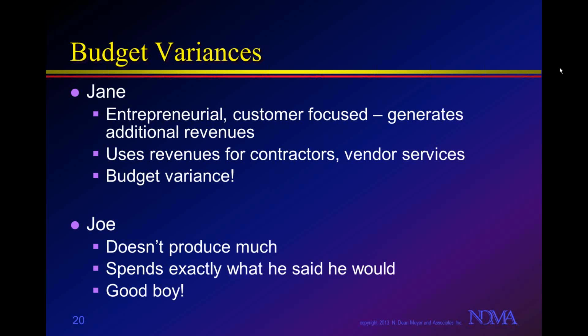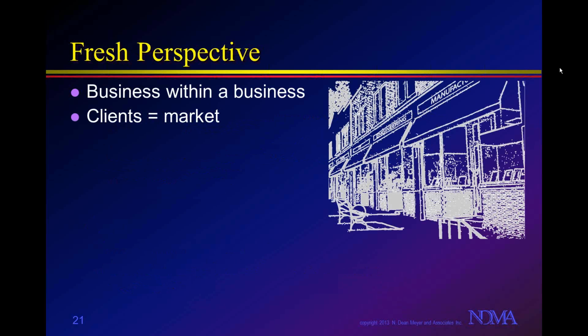Meanwhile, Joe over here doesn't produce much of anything for anybody, but he spends exactly what he said he was going to spend. Oh, good boy, Joe. No budget variance. Isn't that perverse? It comes from managing people to spending variances rather than to bottom line, to break even, to value delivered. So I'd like to take a step back and see where all these problems, we know where all these problems are coming from. Let's see what we can do about it.